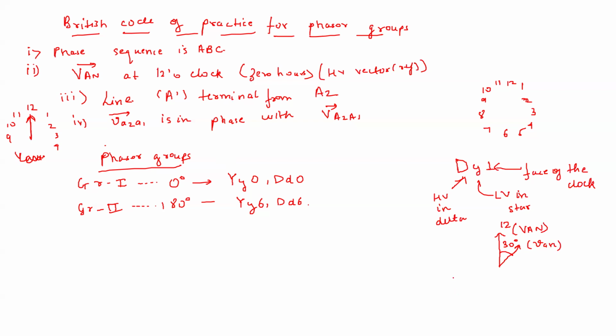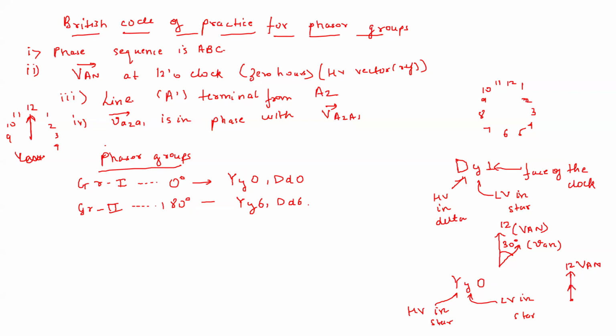So similarly, if I am writing it as Y0, it means that HV is in star, LV is in star, and the phase of the clock is 0. So it means that if on the primary or high voltage side, the A phase with respect to neutral, the vector location is at 12, which is the reference, then the LV location is also at 12, because 0 means it is at that location.